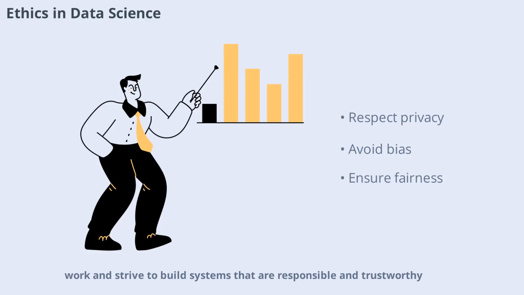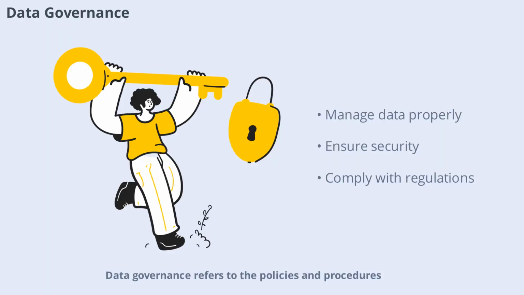Data governance refers to the policies and procedures that ensure data is managed properly throughout its lifecycle. This includes data quality, security, and compliance with regulations. Good governance helps protect sensitive information and supports reliable, ethical data use.